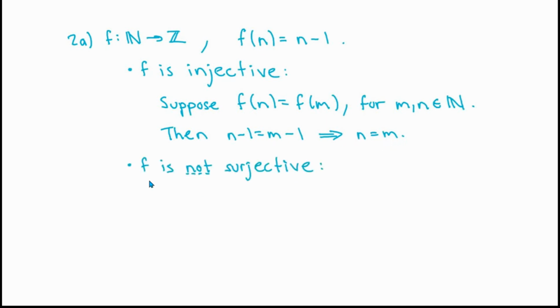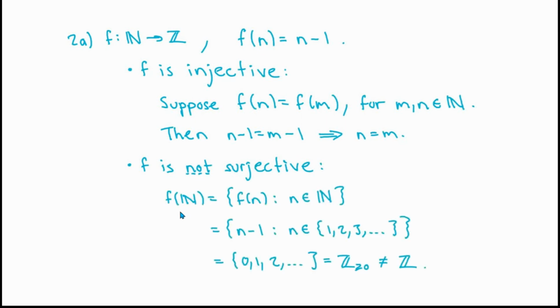On the other hand, this function is not surjective, and that's also pretty easy to see. The range of the function f is the set of all integers of the form n minus 1, where n runs through the natural numbers. In other words, the range is the set of non-negative integers, which is a proper subset of the set of integers. Therefore, the function f is not surjective.